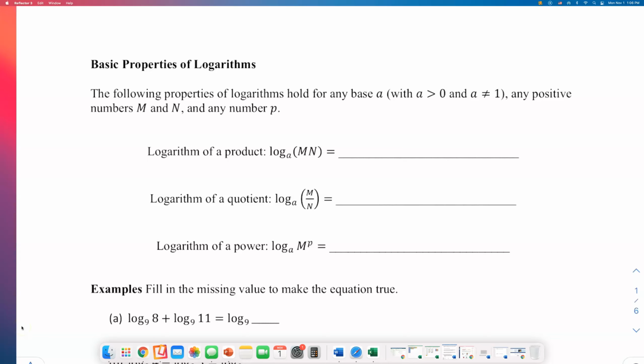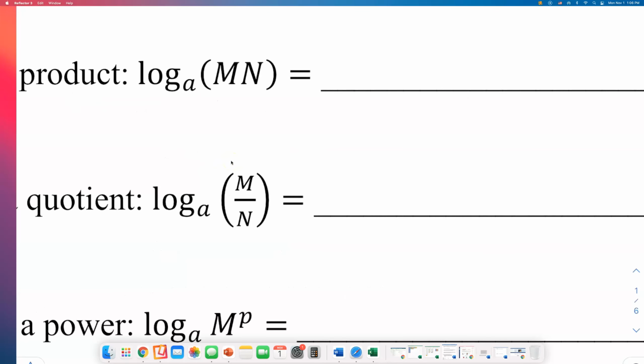Let's go over basic properties of log. I will start with logarithm of a product. So on the left side, we have log base a of m times n.